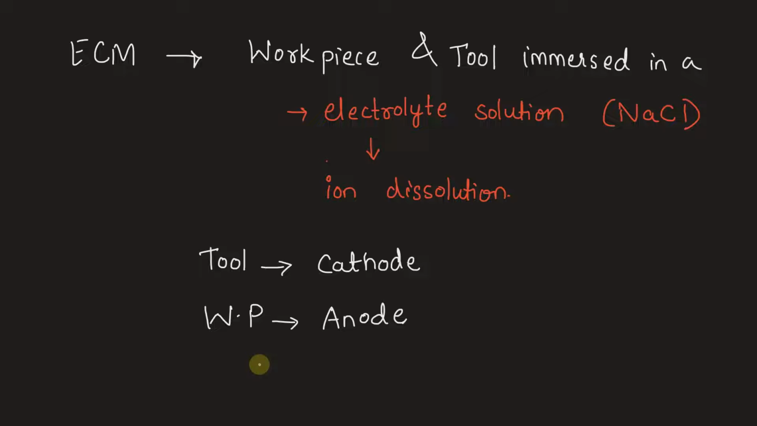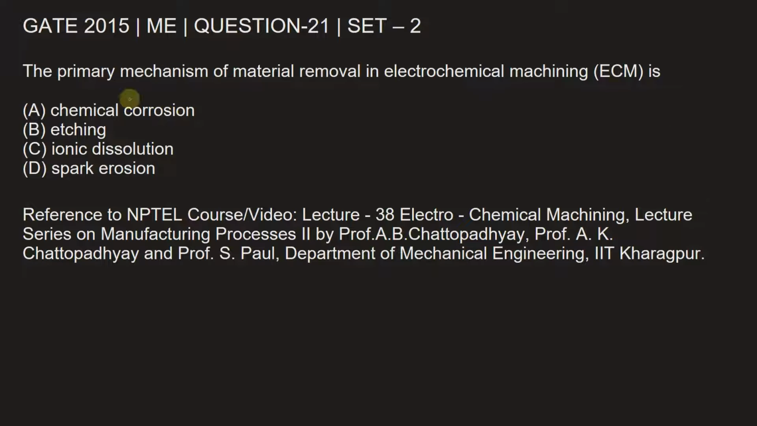In case of electrochemical machining, the electrolyte solution is used. Electrolyte solution is nothing but the ion dissolution. Let's mark the correct option. The primary mechanism of material removal in electrochemical machining is ionic dissolution.